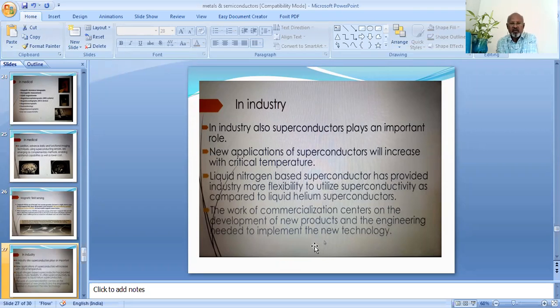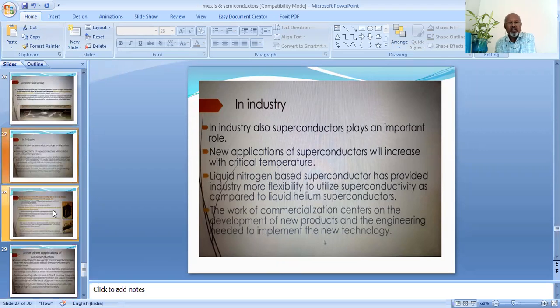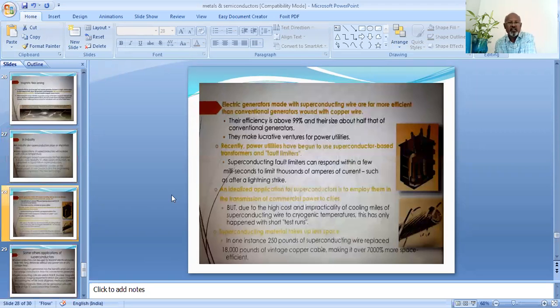The work of commercialization centers on the development of new products and the engineering needed to implement the new technology. So these are again new technologies which may be adopted by using these superconductors. Electric generators are shown here. In the early days, the size of generators was very big, but by the use of these superconductors, the size of these generators is reduced. Their efficiency is also increased, to about 99%.